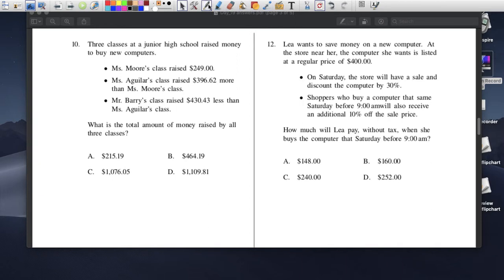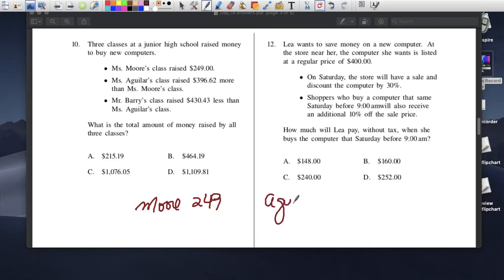The classes at junior high school raise money to buy new computers, each. So here is the price of a computer. Mr. Moore's class raised 249. Miss Aguilar's raised 369.62 more than Mr. Moore's. And Mr. Berry raised 430.43 less than Miss Aguilar's. What's the total amount raised by all three classes? Okay, so let's go to Mr. Moore. He raised 249, his class.